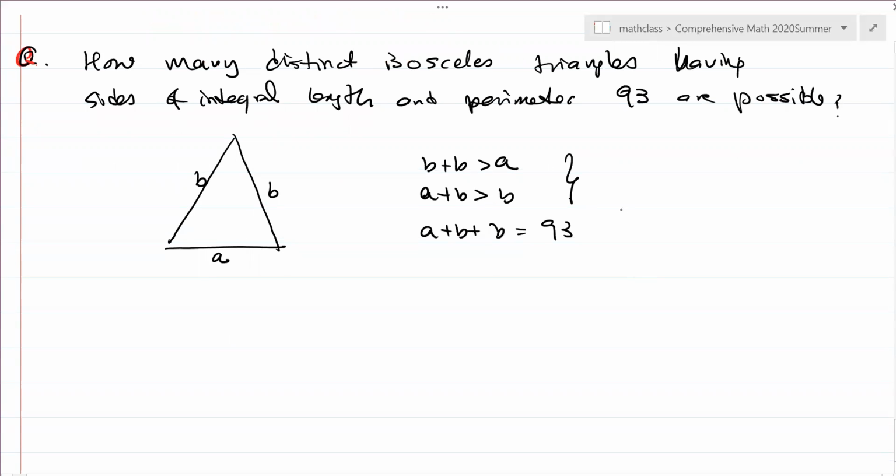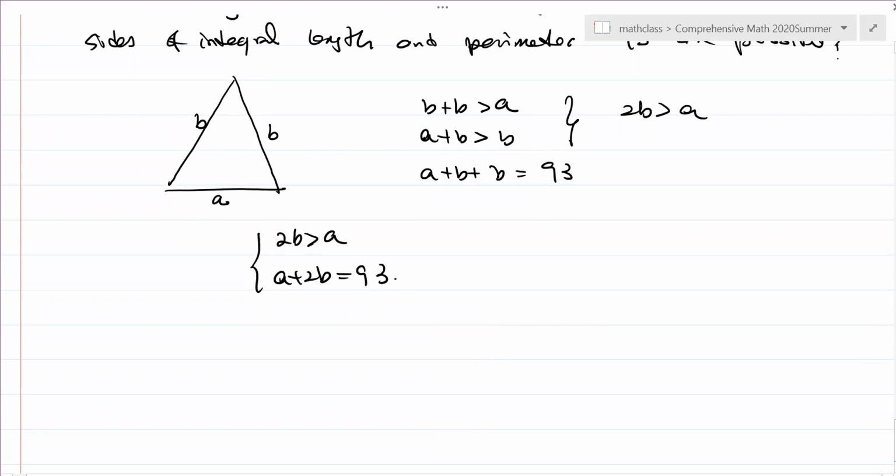So first of all, those give me only one inequality, because the second inequality is trivial. That means 2B is greater than A. Here I have to simplify it: A plus 2B equals 93. You cannot choose arbitrary B. So what do you have to do? You can try this: 93 equals A plus 2B, so A uses the equality. Again, A is less than 2B, so 2B plus 2B is 4B.